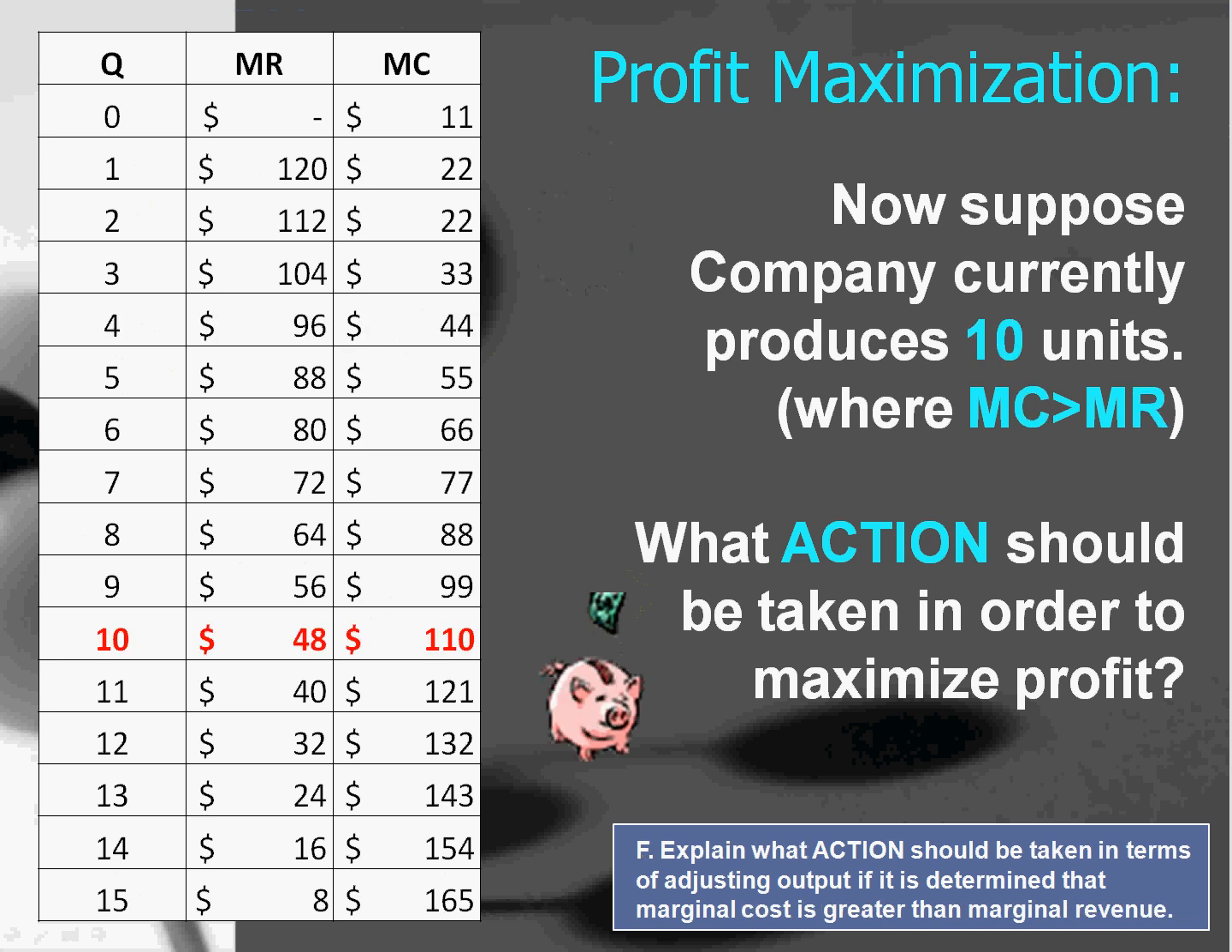Element F asks a similar question. Explain what action should be taken in terms of adjusting output, but here we're looking at the case where marginal cost is greater than marginal revenue. So suppose we are looking at producing 10 units of output with our data. Here we can clearly see that marginal cost is now greater than marginal revenue. What action should be taken by the firm in an effort to maximize profit or here minimize loss?